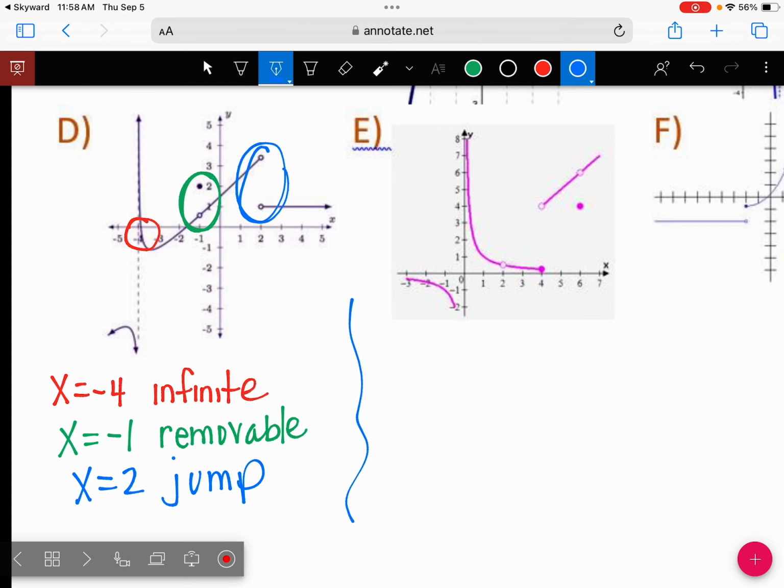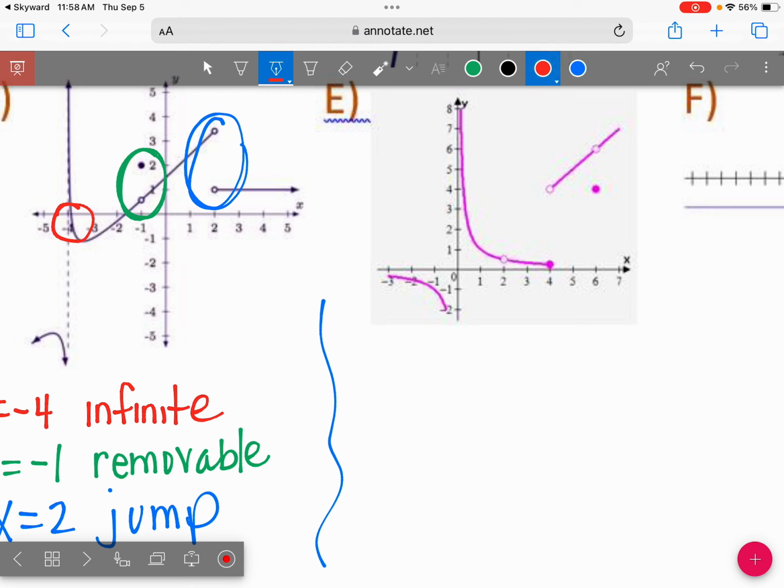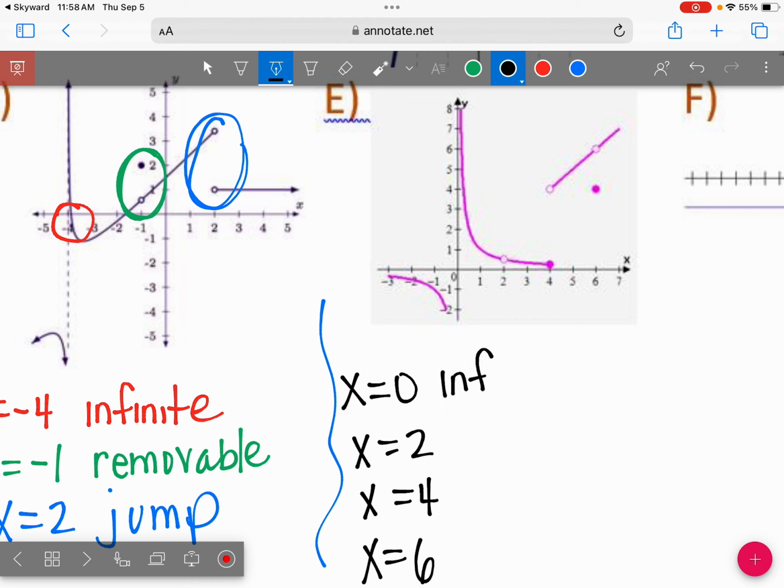All right, at this first one here, what kind of discontinuity? So we have one at x equals 0. I'm going to write where we have it. So x equals 0, x equals 2, x equals 4, and x equals 6. That's where the graph is not continuous. What's happening at x equals 0? Infinite. Who agrees? Okay. What about at x equals 2? Removable.